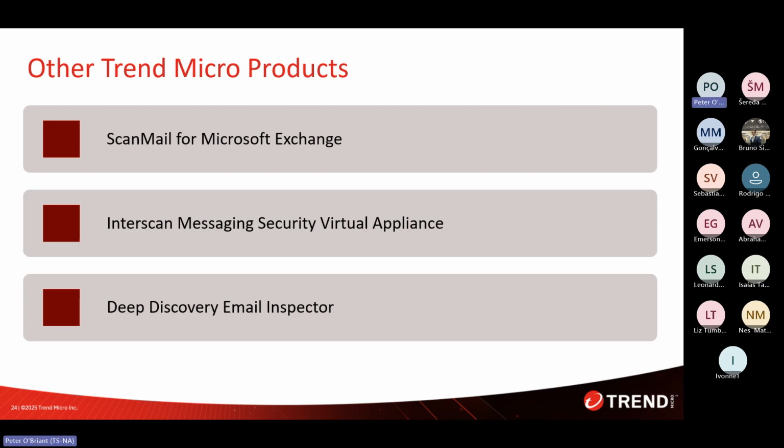There are other Trend Micro products for email. So these products can be integrated to the Trend Vision One email and collaboration. That way it submits the detection logs and telemetry data. So we have the ScanMail product, then the InterScan, and then the Deep Discovery Email Inspector, or the DDEI.